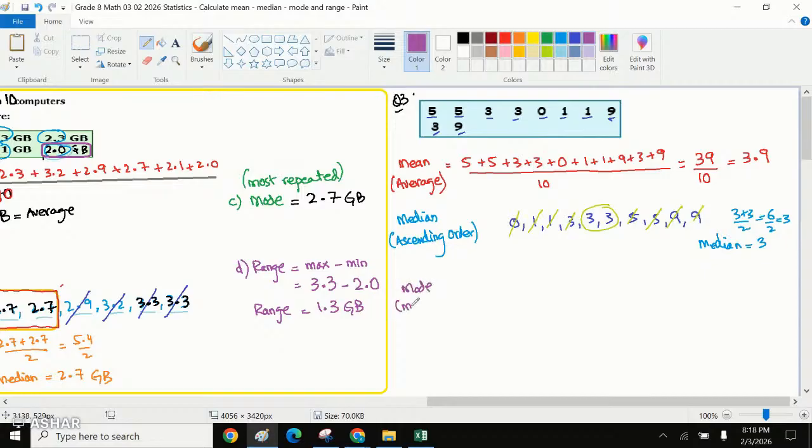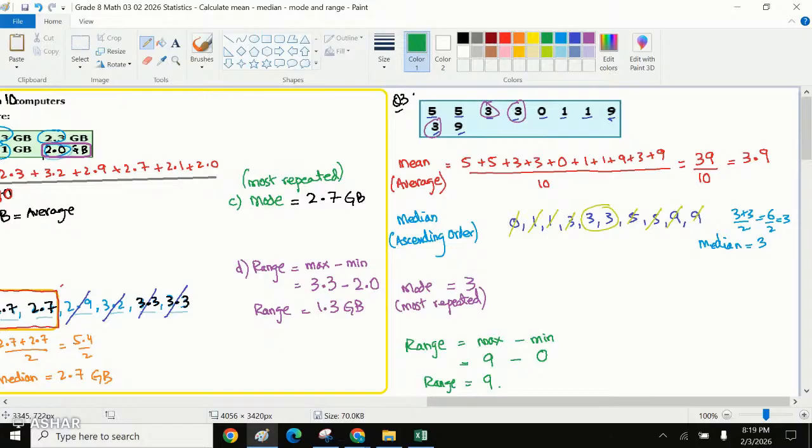Let's look at the mode. Mode is most repeated. So which number is most repeated? Can we say the number 3 is most repeated? That means the mode comes out to be 3 as well. What about the range? The range is always the maximum value minus the minimum value. The maximum value over here was 9 and the minimum value was 0. That means the range for this question comes out to be 9. Okay. So we can find the mean, median, mode, and the range.